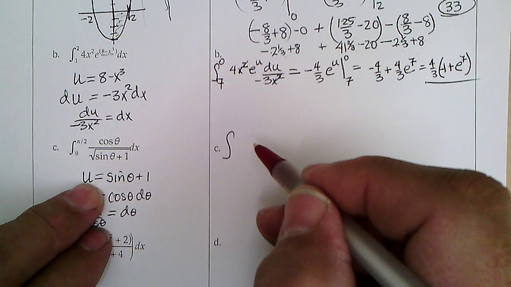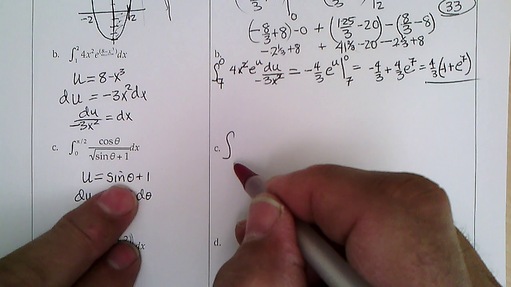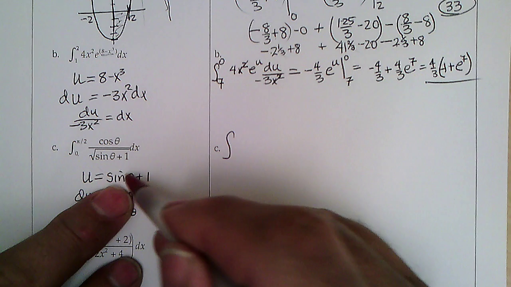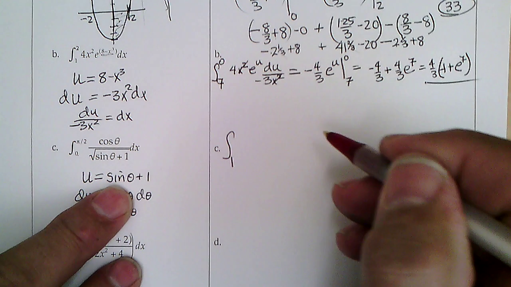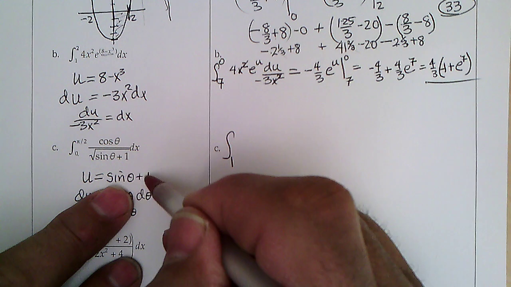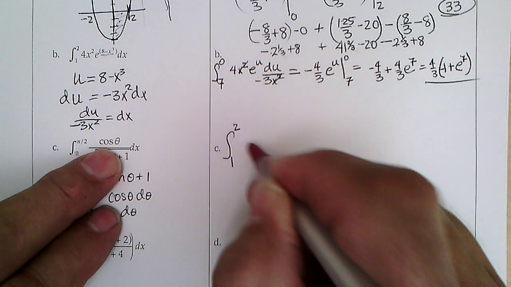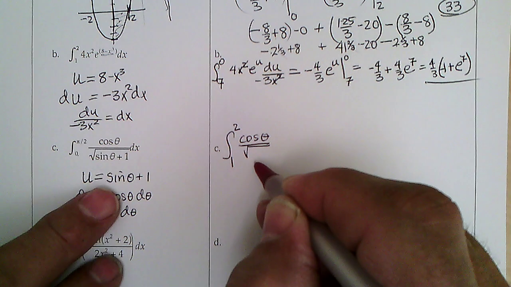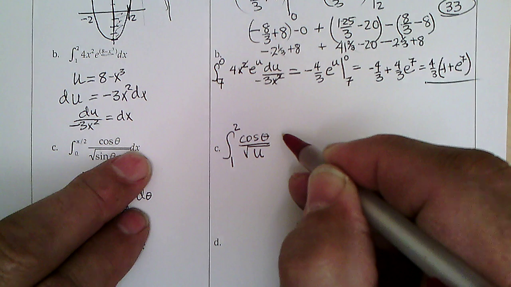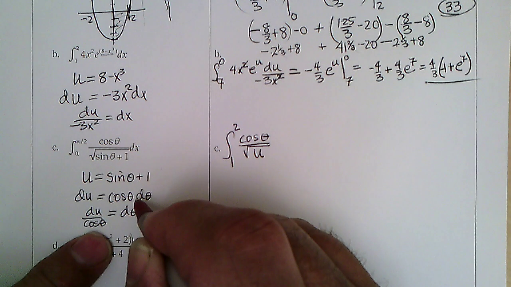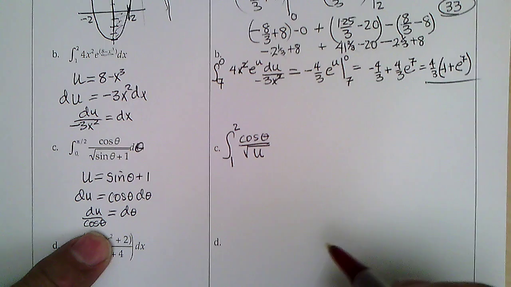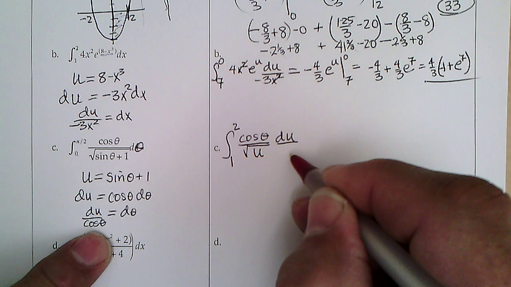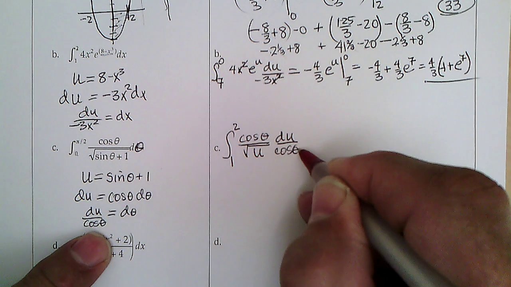I'm changing my u. So I can change the limits or I can come back to them, but I'll go ahead and change them. Sine of 0 is 0 plus 1 is 1. And the sine of pi over 2 is 1. 1 plus 1 is 2. Cosine theta over the square root of u. And dx becomes, well, this should have been d theta. That's a misprint. So d theta becomes du over cosine theta.